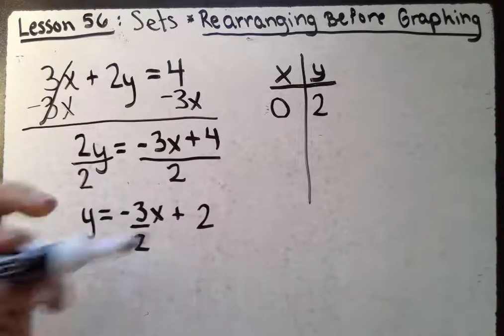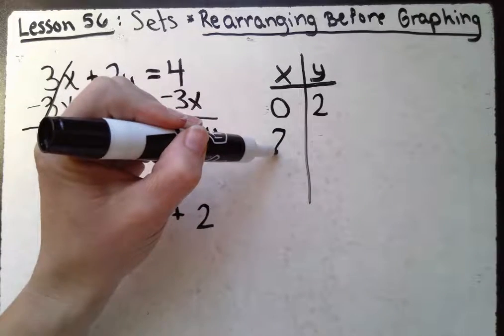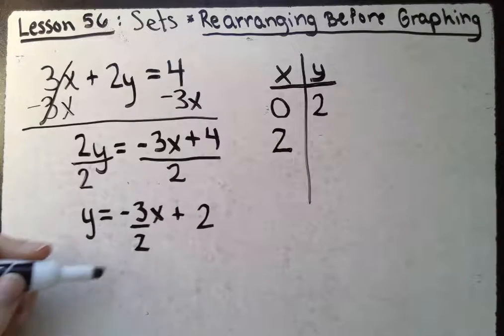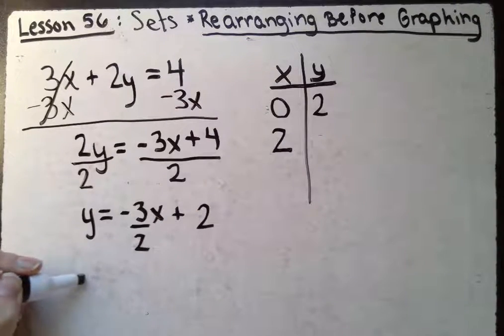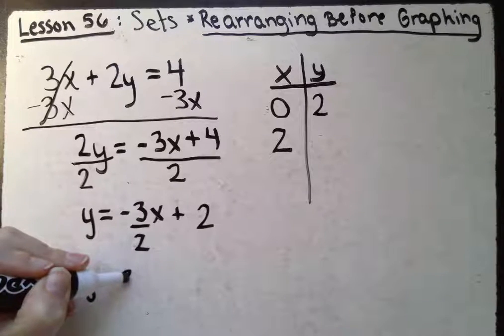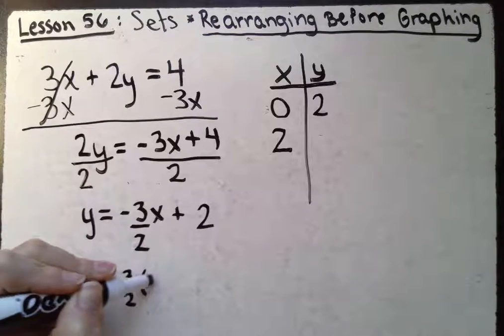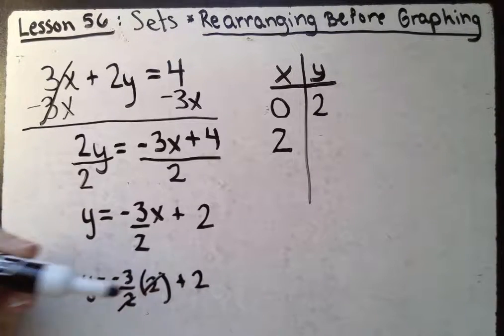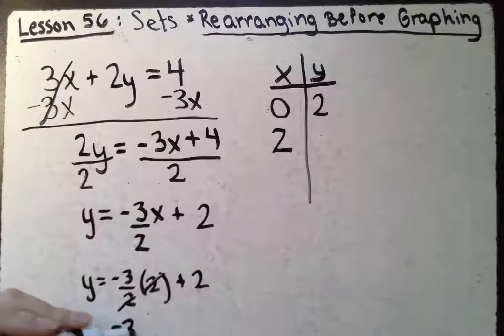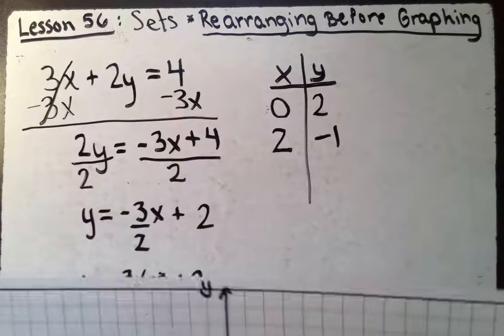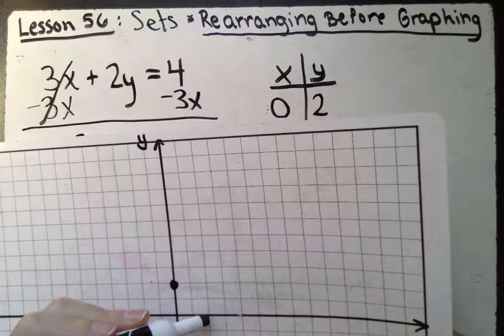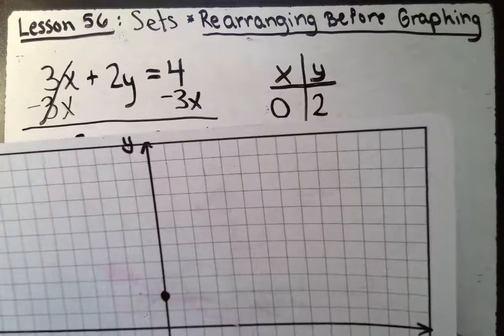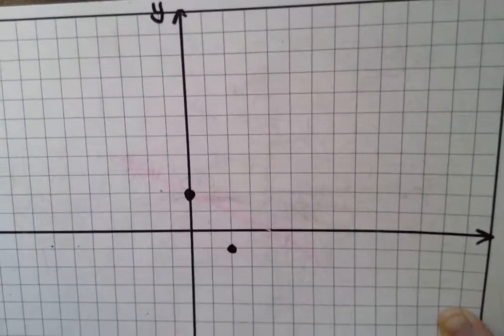So let's go ahead and say let x equal 2. If x is equal to 2, then y would be equal to negative 3/2 times 2 plus 2. These 2's would cancel, and I'd have negative 3 plus 2, which is negative 1. So then I can plot that point. Positive 2 in the x direction, negative 1 in the y direction. Okay.